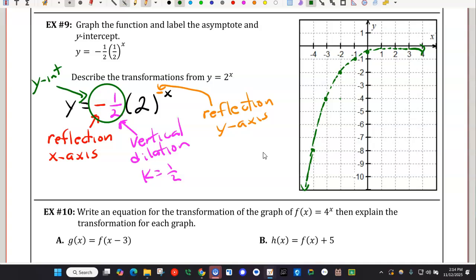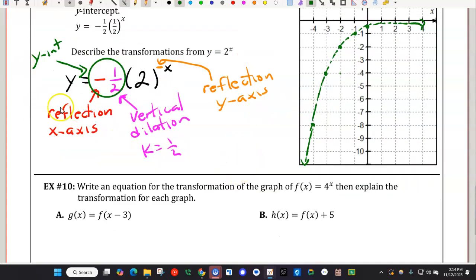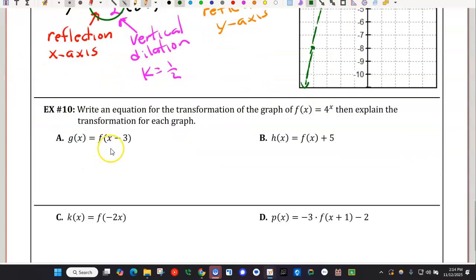Lastly, without a graph at all. So can we get this information? Kind of like we just did here. We didn't graph it. We already knew this is what's going to happen. This is just in function notation.